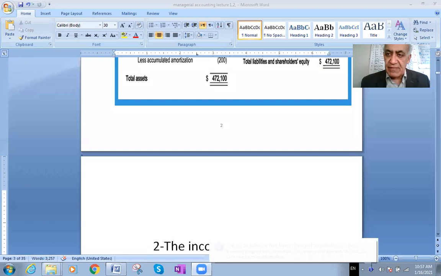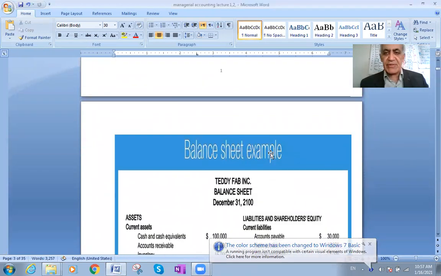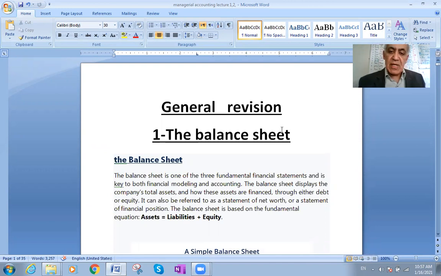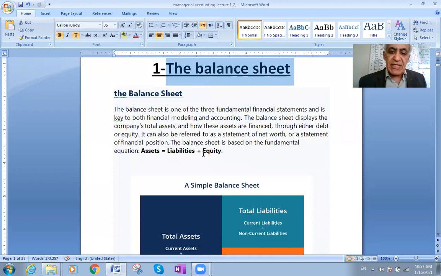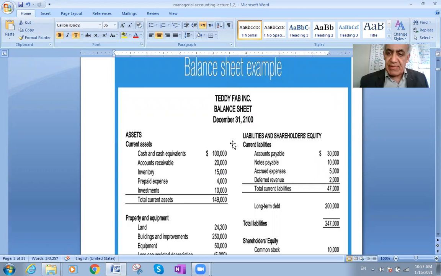This is a general revision because some of the students might not have an idea, and some other students might not know the meaning of the balance sheet due to their own literature studies. Anyhow, no problem. The balance sheet is exactly what you own and what you have to pay, in very simple words. This is the balance sheet. So here is an example.